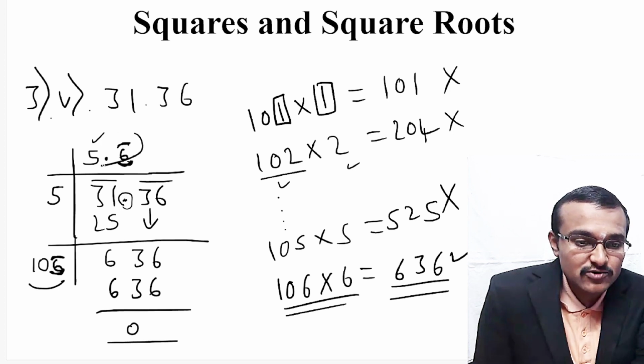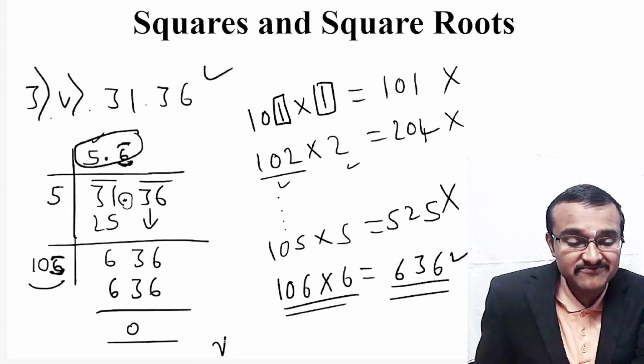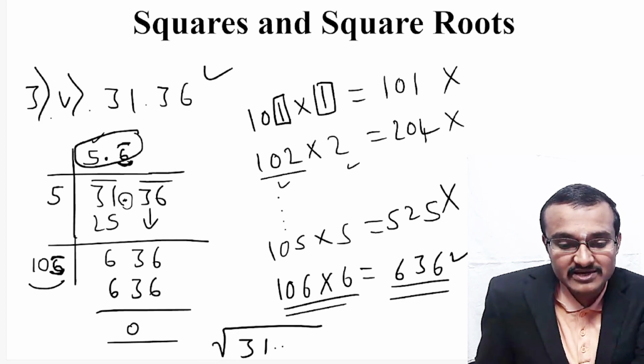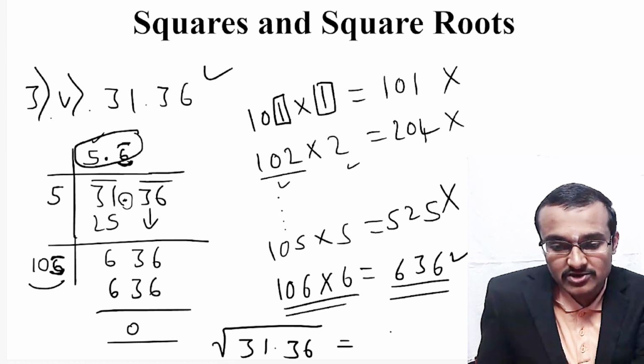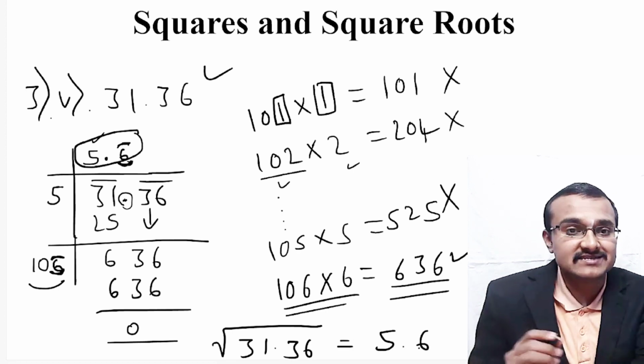So whatever value you have in this quotient is the square root of this particular number. So that is 5.6. Square root of 31.36 is equal to 5.6.